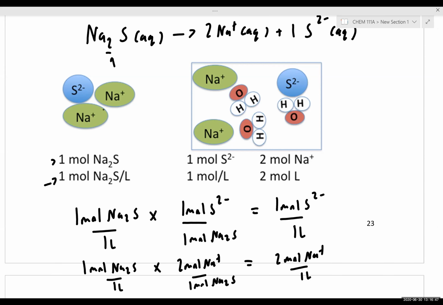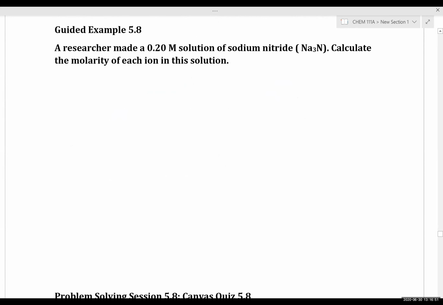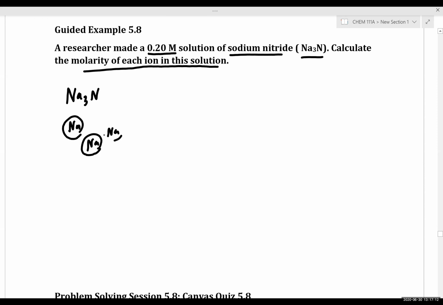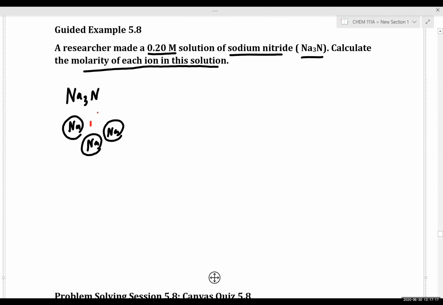Okay, so just to test our understanding of this idea, let's do a guided example. So a researcher made a 0.2 molar solution of sodium nitride, Na3N, and we're asked to calculate the molarity of each ion in this solution. So sodium nitride, just to draw a picture, we have sodiums, we have 3 of them. And we have 1 nitride, which is N3 minus.